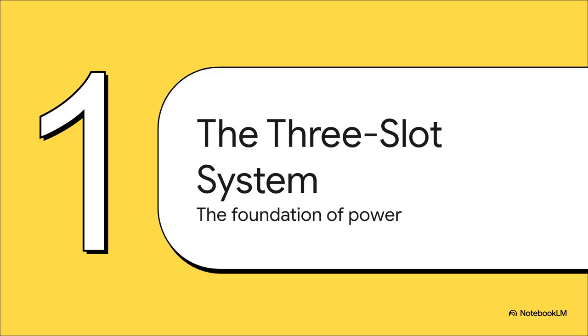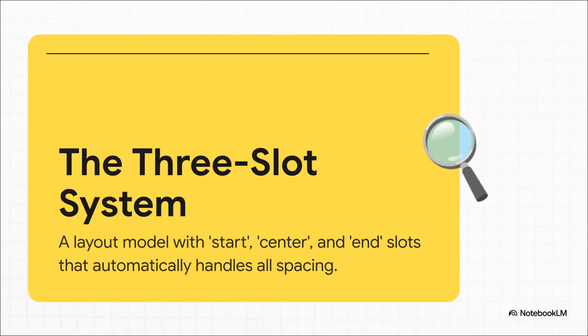So how does it do all that? Well, the real magic comes from its fundamental design. Let's dig into the foundation of this whole component, what I like to call the three-slot system. It's just beautifully simple. Instead of thinking in pixels and percentages, you just think in terms of three logical containers. You've got a start slot on the left, a center slot, and an end slot on the right. You just decide where you want your stuff to go, and the navbar takes care of all the alignment, all the spacing, and all the distribution automatically.